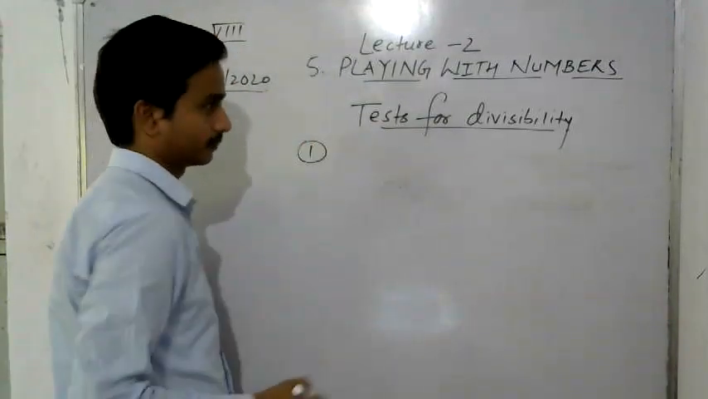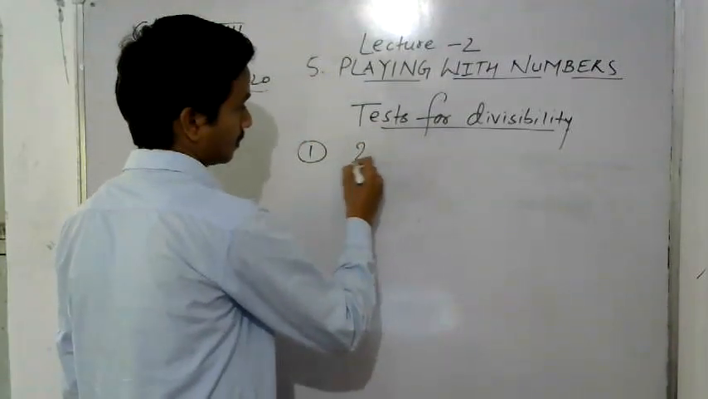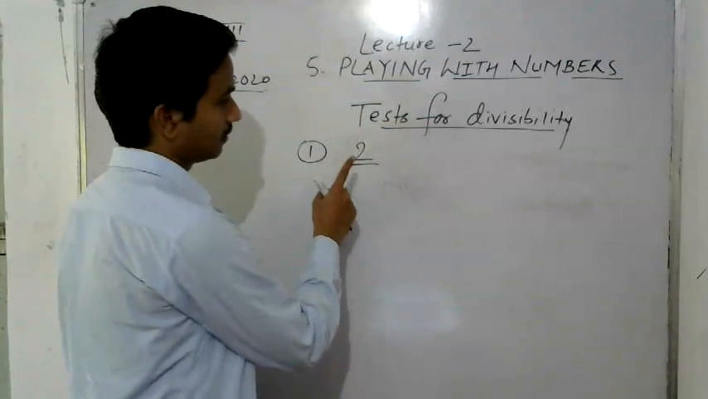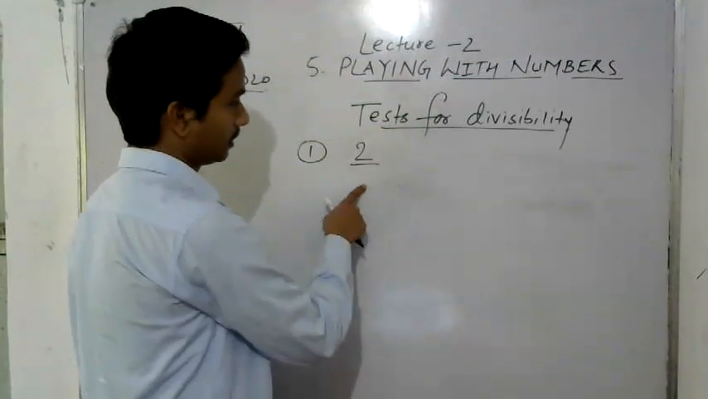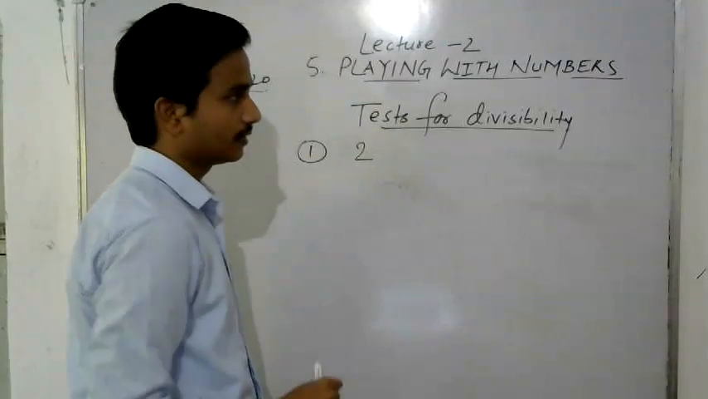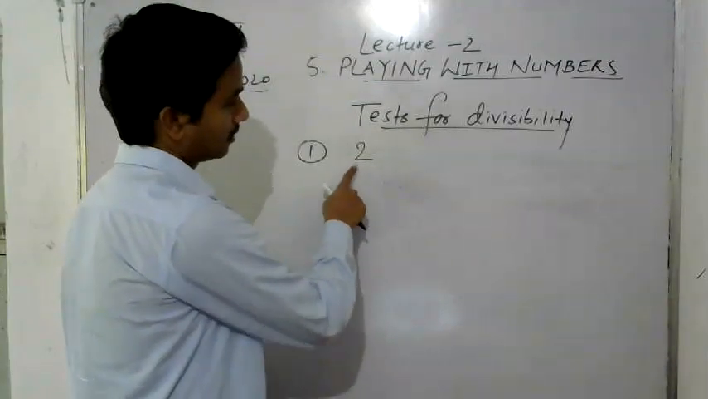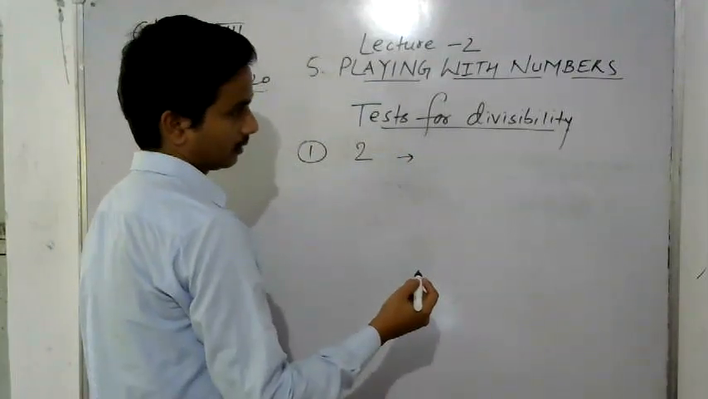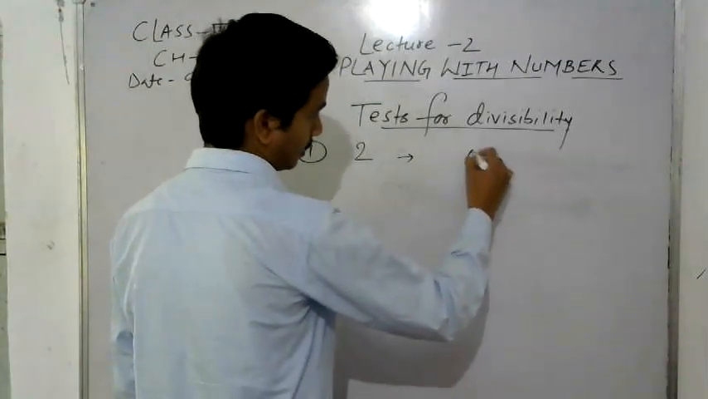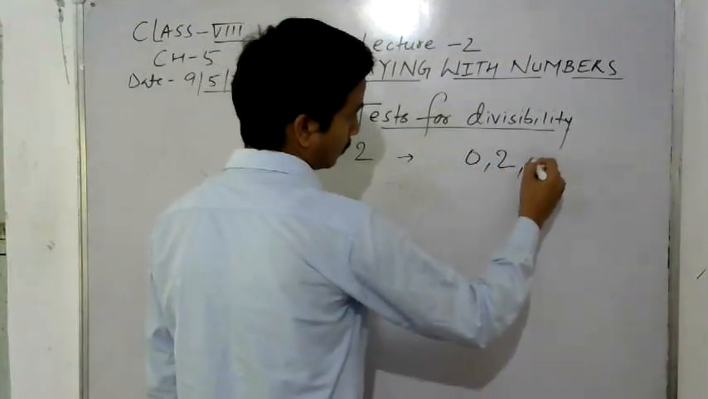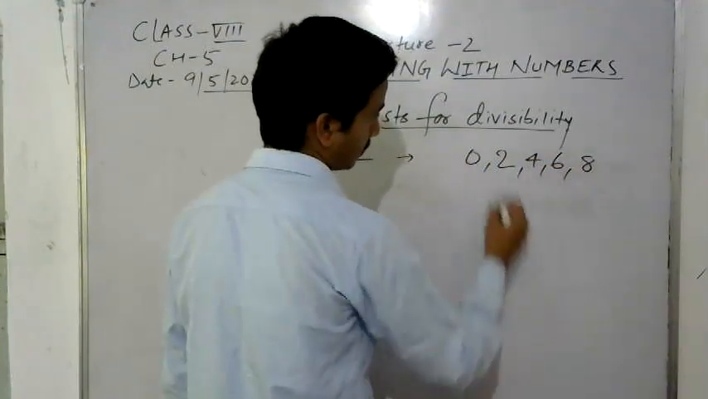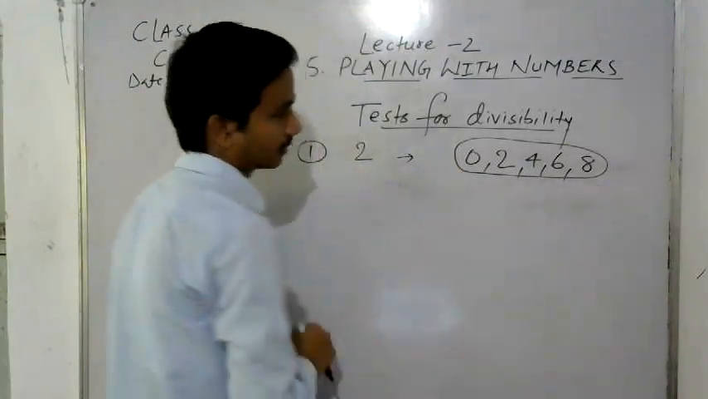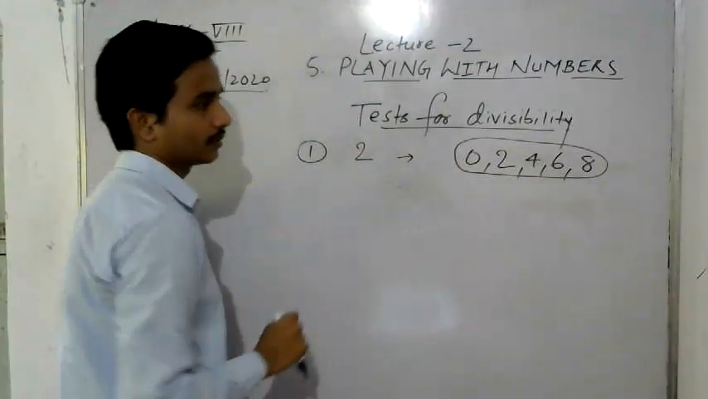First, we will study divisibility by 2. How can we check whether a number is divisible by 2 or not? If the last digit of any number is 0, 2, 4, 6 or 8, then we can definitely say that the number is divisible by 2.